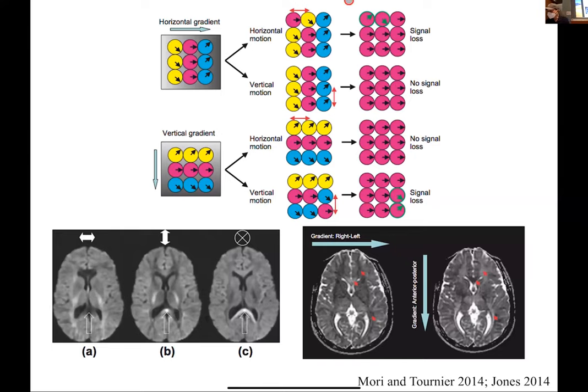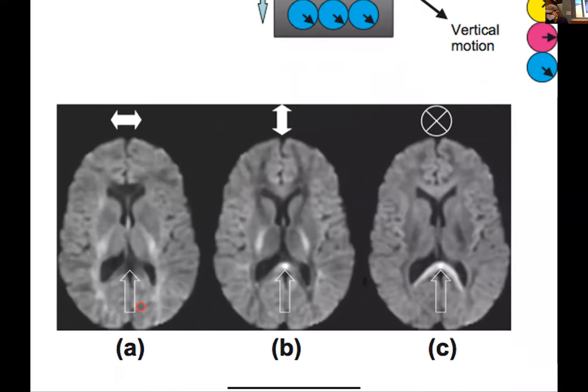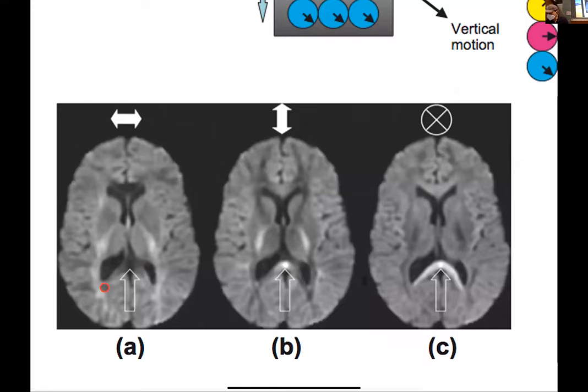So for example here, if I have a horizontal gradient, meaning this way, I'm sensitive to diffusion as particles are changing in this direction. There'll be signal loss, but for vertical motion, I'm not going to have any signal loss. If I apply a vertical gradient, I won't be sensitive to horizontal motion, but I will be sensitive to vertical motion, so there'll be signal loss that way. We can see that here if we zoom in and look at this area. Here is one area where there are fiber bundles in your brain going in this direction.